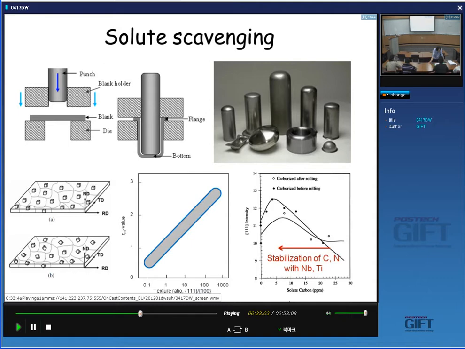I mean, the grain size, does it change through the process? You have to remember that the ferrite nucleates at the grain boundary of austenite, so this grain and this grain are perfectly different. Okay, this is austenite and this is ferrite.